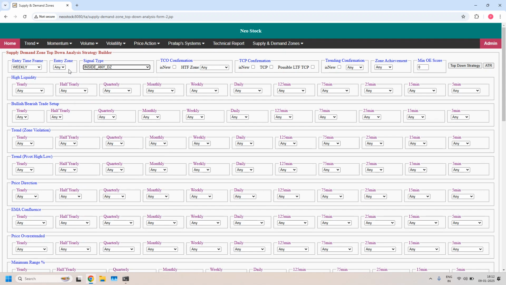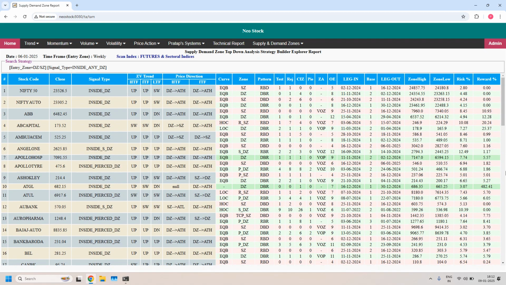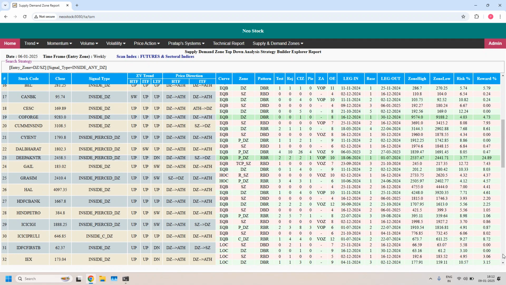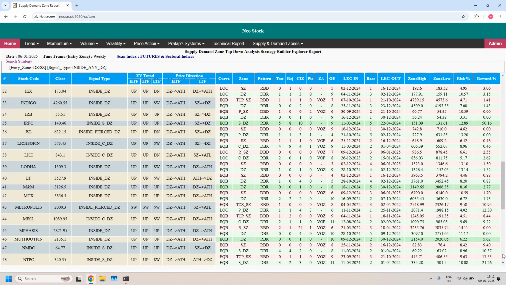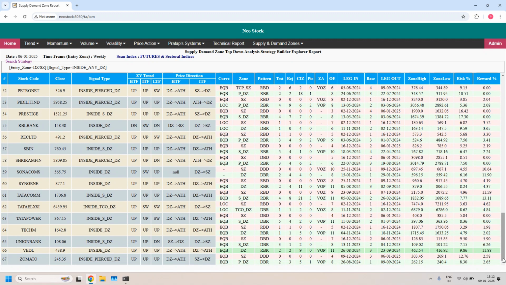Price closed inside the weekly demand zone. Let's filter. We got 67 stocks. Currently prices are closed in 67 weekly demand zones. That includes pierced zones. Okay, I am scrolling the list down. So total 67 stocks are filtered.